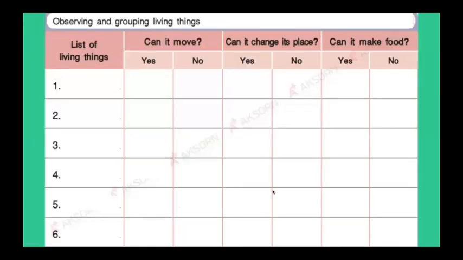All right, let's observe and group living things. So, list of living things. We have 6 different living things, and we have questions on the top row. We have the question: can it move? Repeat after me. Can it move? Can it change its place?